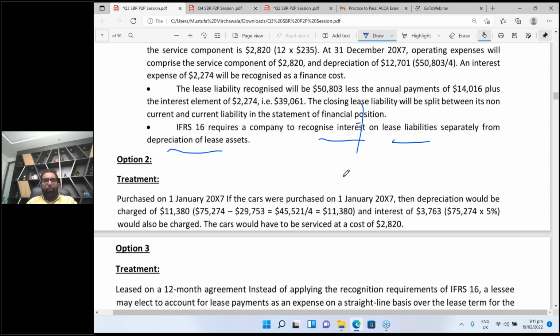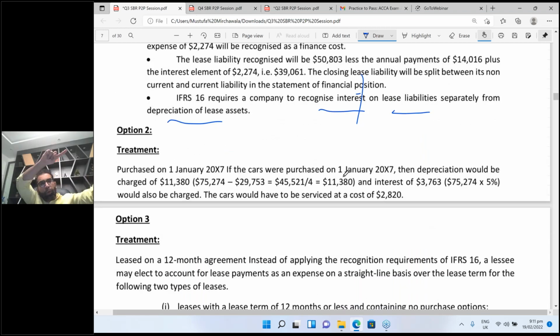Treatment number two, remember we bought the car on loan. We first took a loan and then we bought the car. So first we took a loan of 75,000 something. If the car was purchased on 1st January X7, the depreciation would be this much. I even used the baby formula, cost minus residual value divided by life. This depreciation we have already calculated, and interest we calculated on 75274, right?